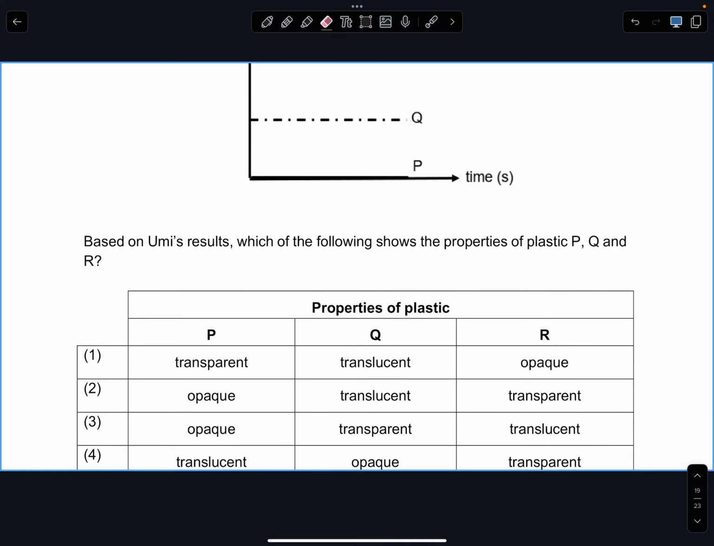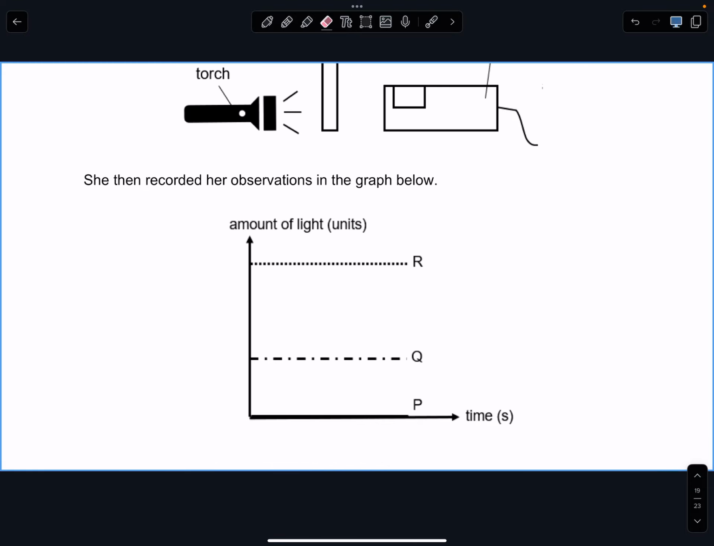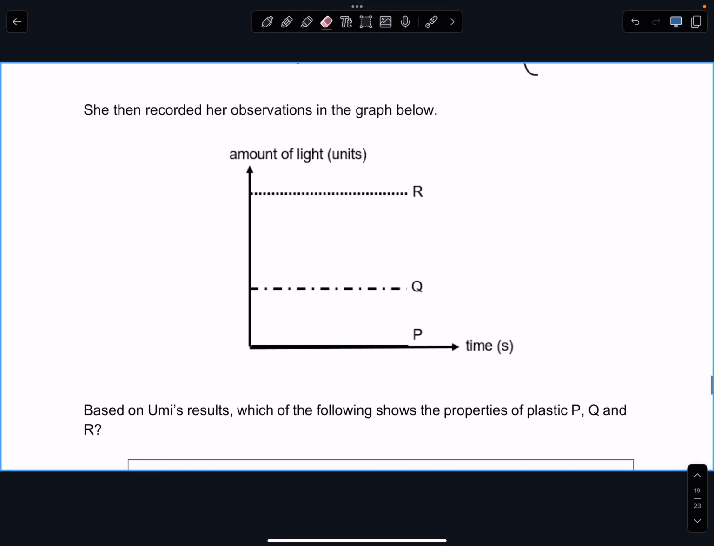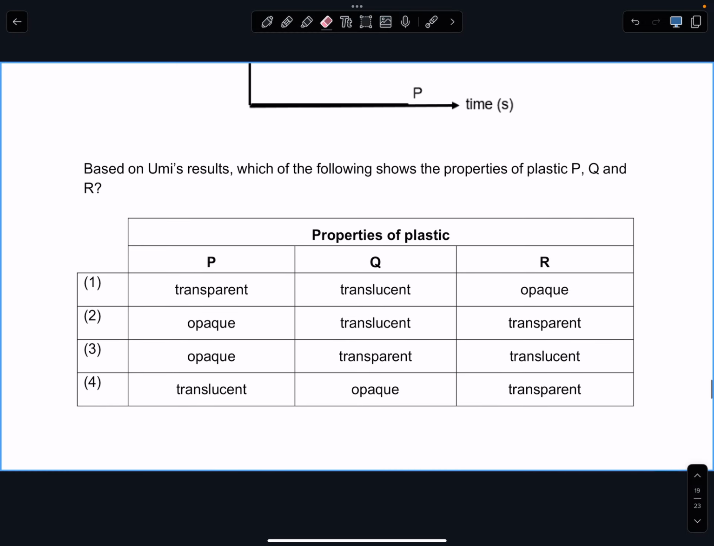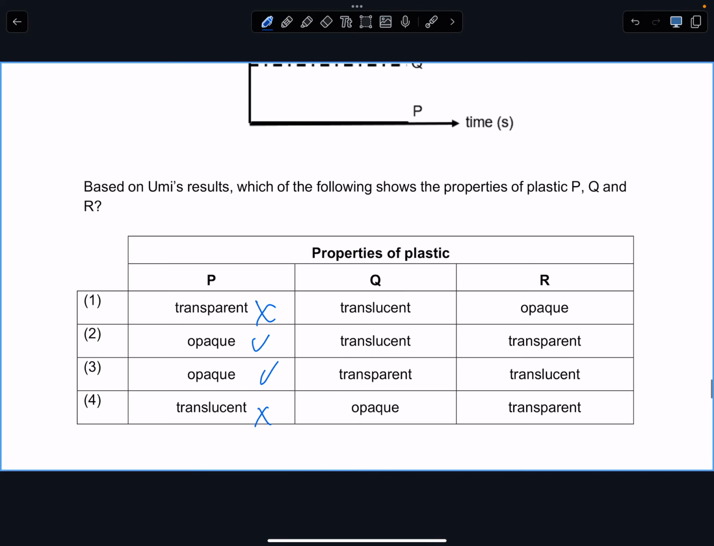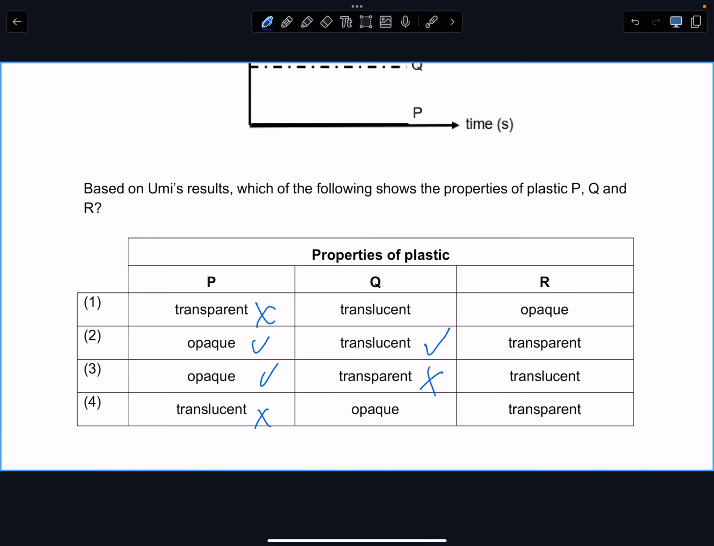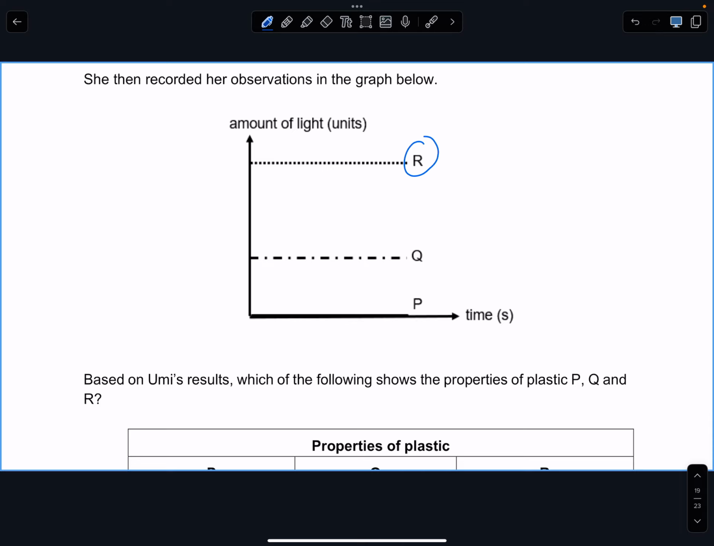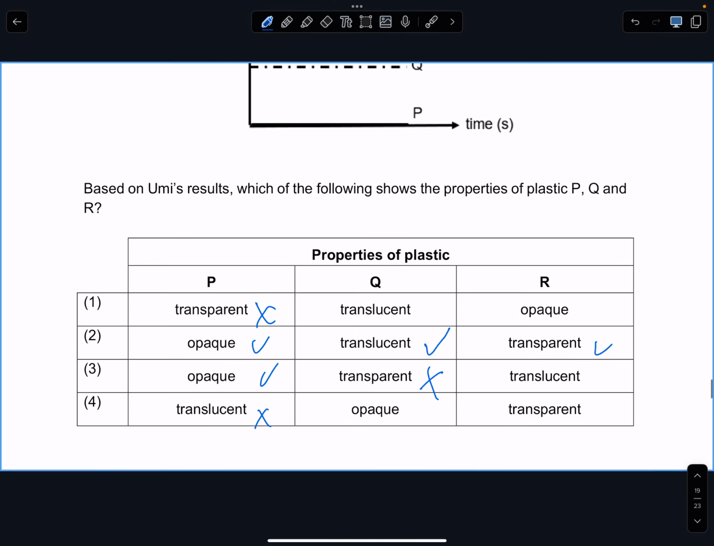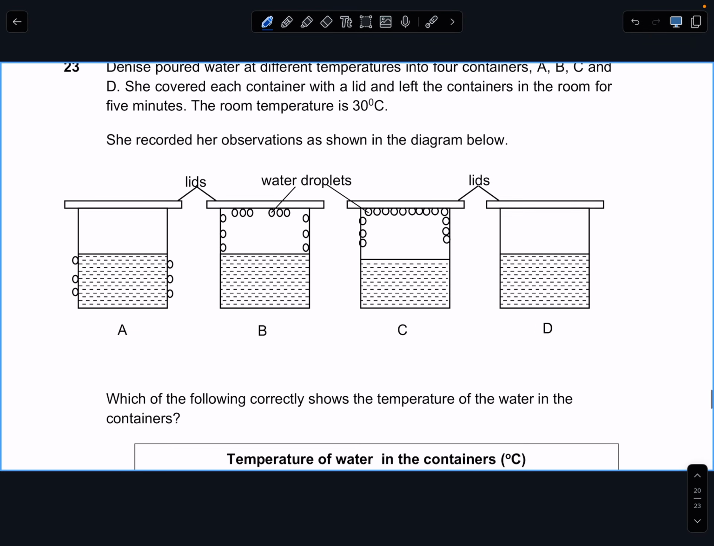Basically, if you take a look at it, P does not allow any light, so P is opaque. So straight away, we cross out these two. Q allows some light to pass through, so it's translucent, it's not transparent. And R allows most light to pass through. So therefore, it is 2. Take note of how I am using the elimination method to eliminate answers that are not plausible. Next.